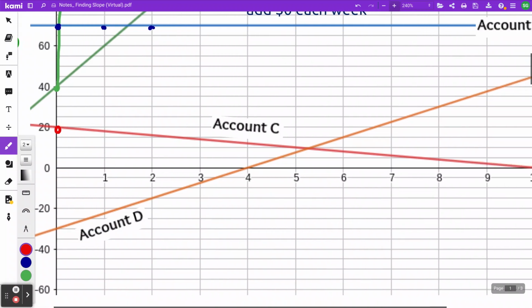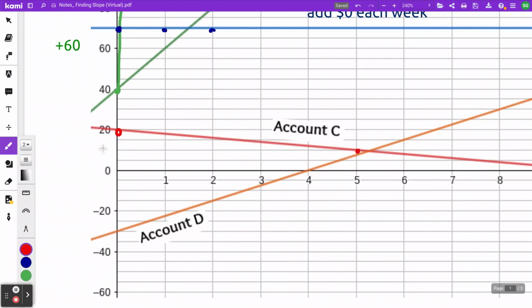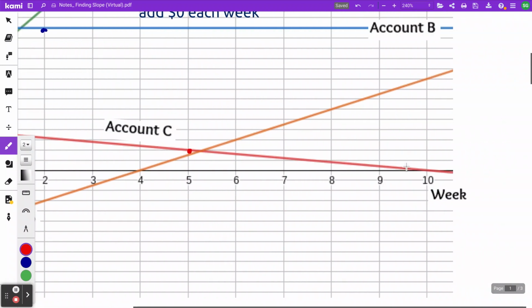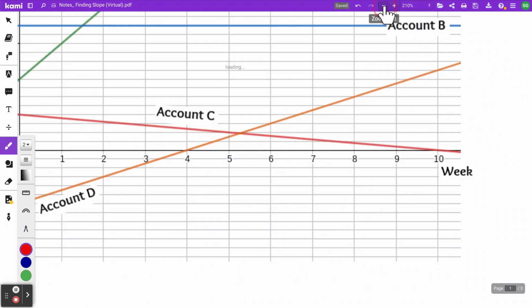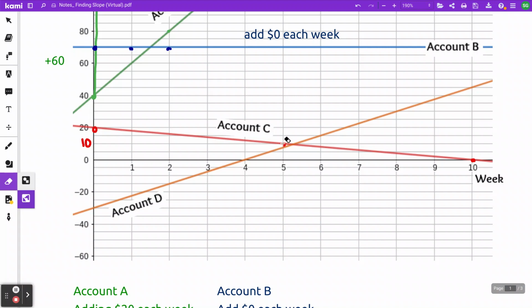So as you look down your line for account C, there are 3 points we could use. You could use week 5. Week 5 is very clearly right there on that line, which would be at the number 10. Or at the very, very end of our line right here at week 10, that is very clearly on your x-axis, so it is at the number 0. Either of those points would be good. You don't need all 3, you just need 2 though for slope. So maybe I will focus on the first point and the last point.